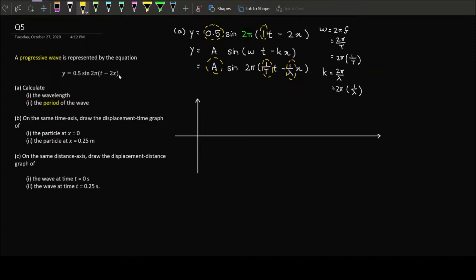Then 1 will be equals to 1 over capital T, 1 over period, and 2 will be equals to 1 over lambda. Okay, so now we have structured the equation in the form which is appropriate. So let's try to solve the question.